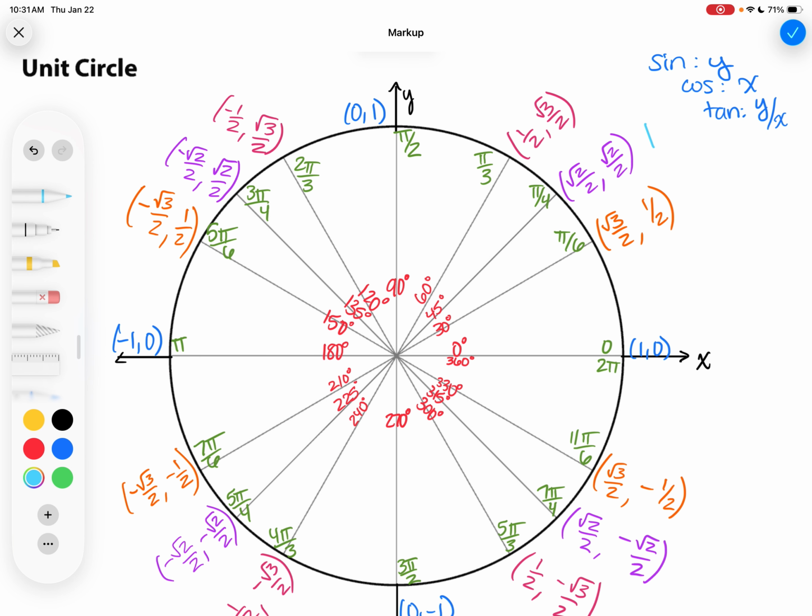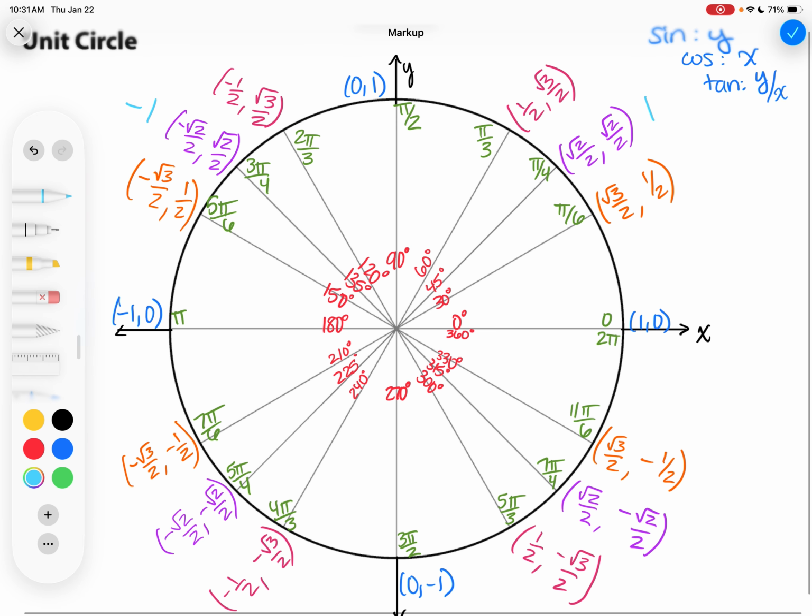So all the tangent values of pi over 4 are going to be 1 or negative 1. You have to watch the signs. So positive divided by positive is positive. Positive divided by negative is negative. So at 3 pi over 4, it is negative 1. And then the next one is 1. Negative over a negative is positive, so that's 1.